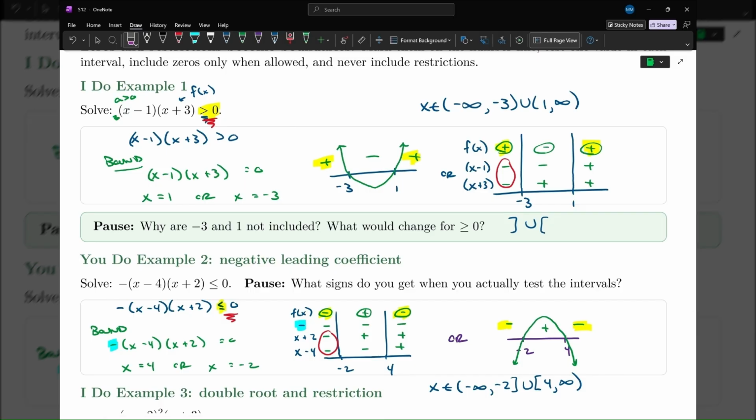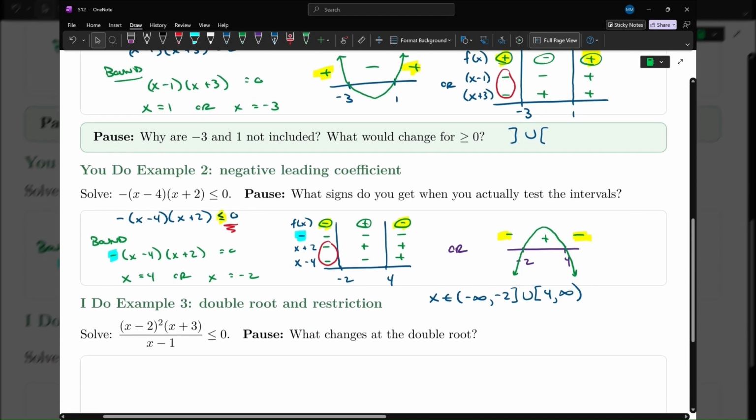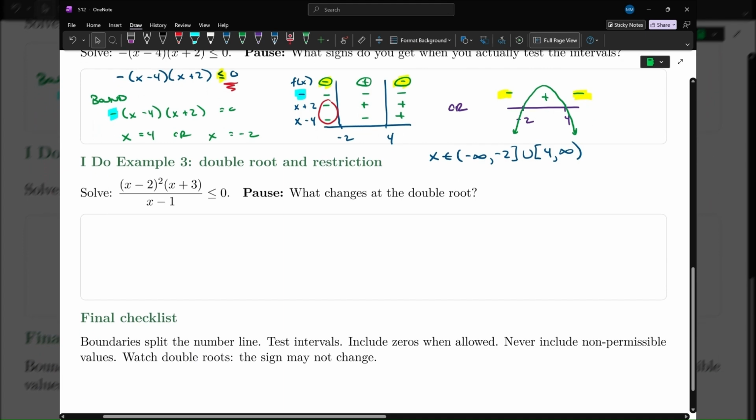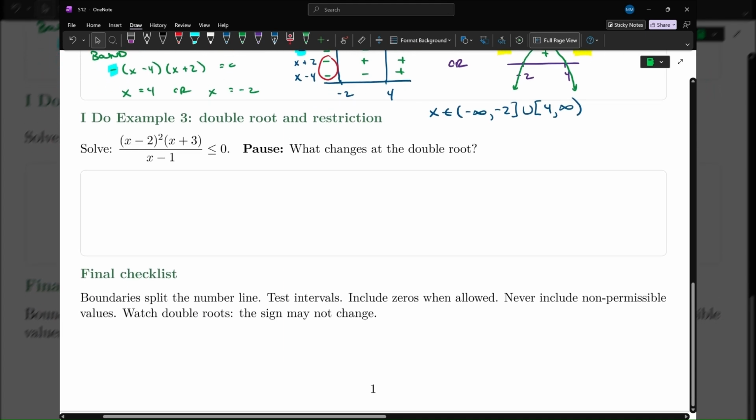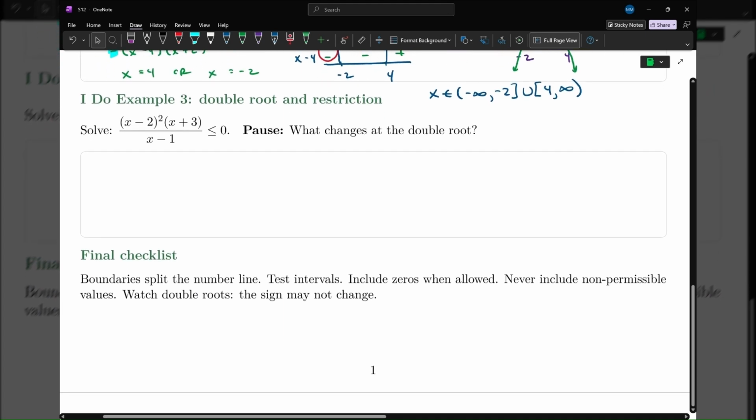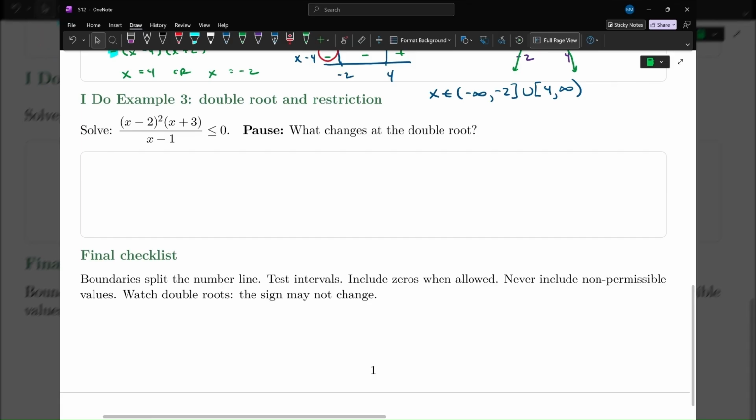Last question. So this next question is a bit of an extension, but why not? While we're talking about this, why not look ahead at what could happen? So this question says (x - 2)² times (x + 3) over (x - 1) is less than or equal to 0. Okay, so let's take a look at what's happening here. So where could I change behaviors? And again, this is an extension question, so don't stress too much about this one. Let's just talk about what's happening.